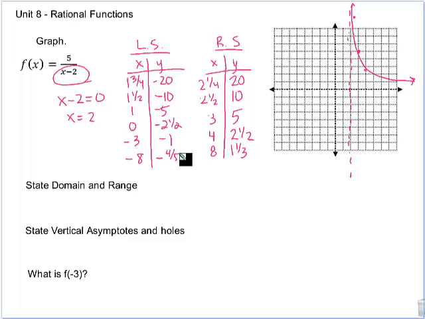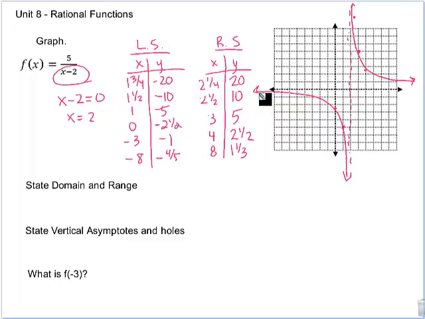So here, same idea. -20 is way off the graph. 1 1/2 is at -10, so about there. 1, -5. 0, -2 1/2. And then -3, -1. -8, -4/5. So then we have the idea of what this side looks like. So voila, there is our graph.